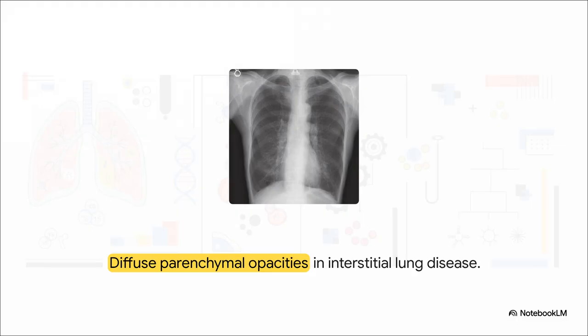Take a look at these diffuse fibrotic changes. This demonstrates diffuse parenchymal opacities typical of advanced interstitial lung disease. Because these changes can easily mimic idiopathic processes, taking a meticulous occupational and environmental exposure history is absolutely paramount. It's the only way you isolate the correct diagnosis and prevent irreversible fibrotic destruction.